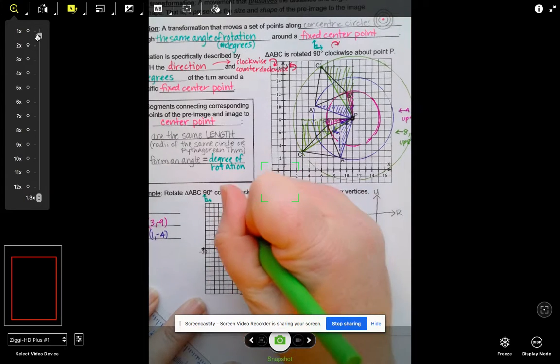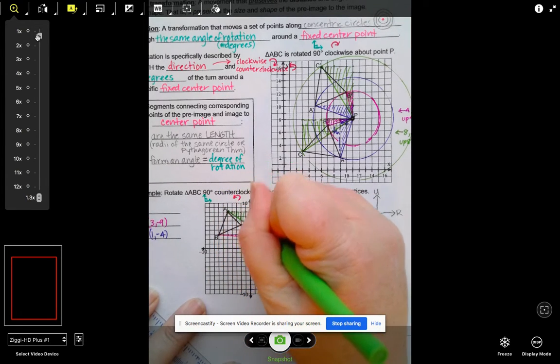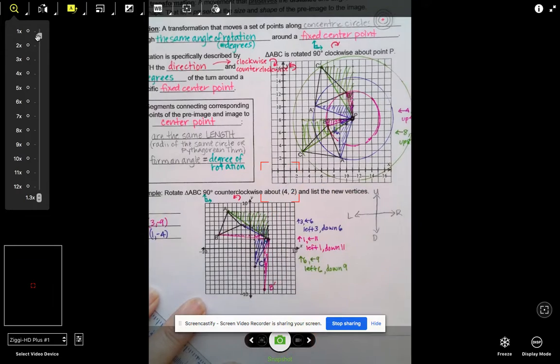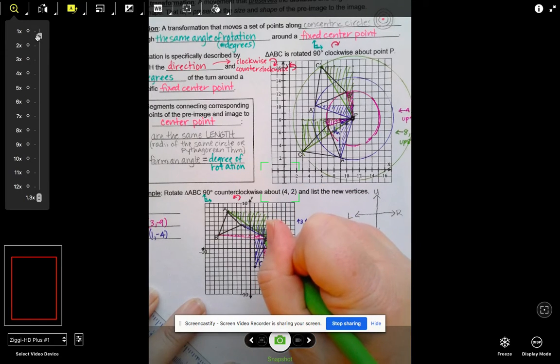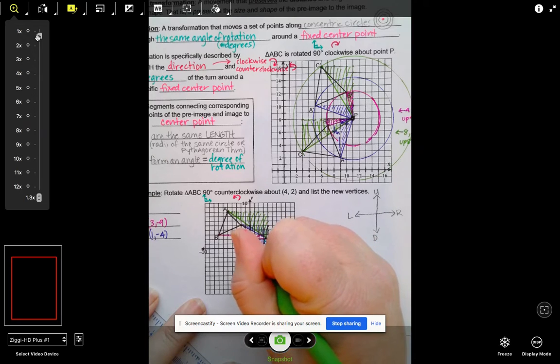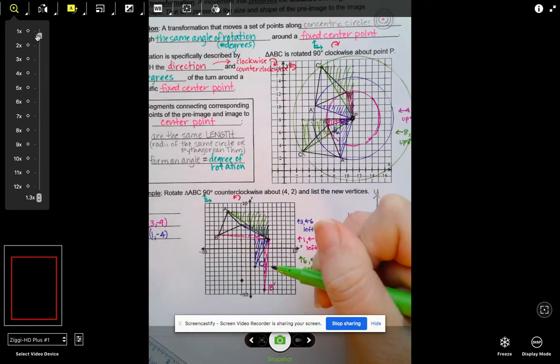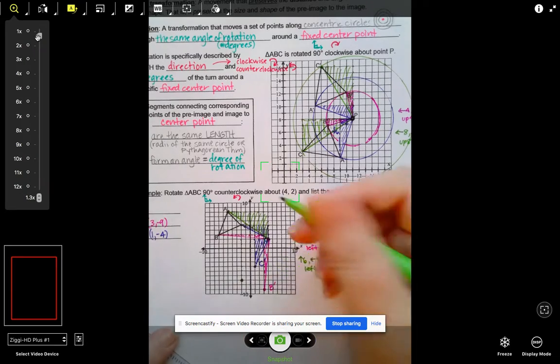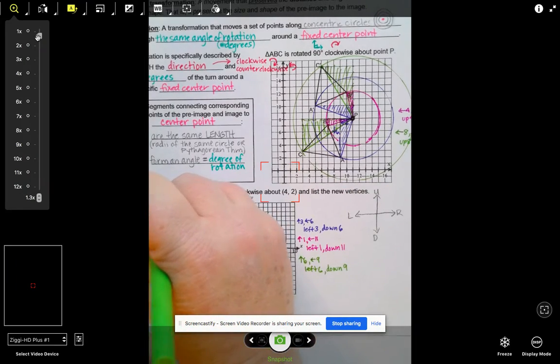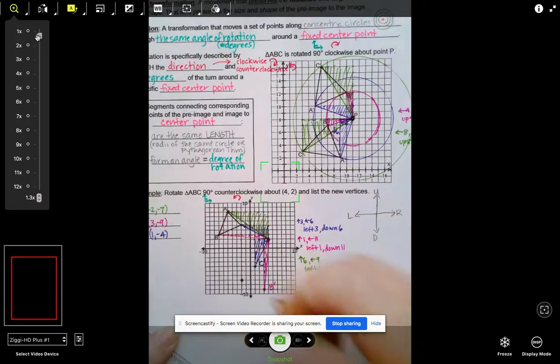Okay, so here's my triangle that I'm rotating. Okay, so from here, left 6, again, always go back to your center. 1, 2, 3, 4, 5, 6, and then down 9. 1, 2, 3, 4, 5, 6, 7, 8, 9. Okay, so that point is at -2, -7. This is my A prime.